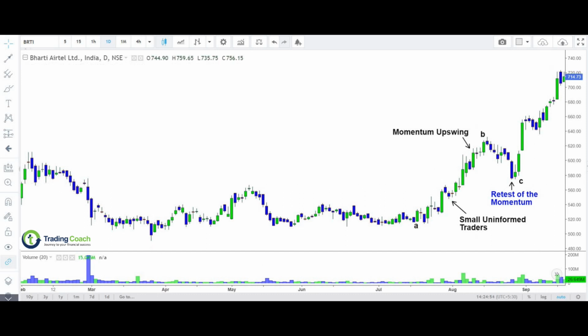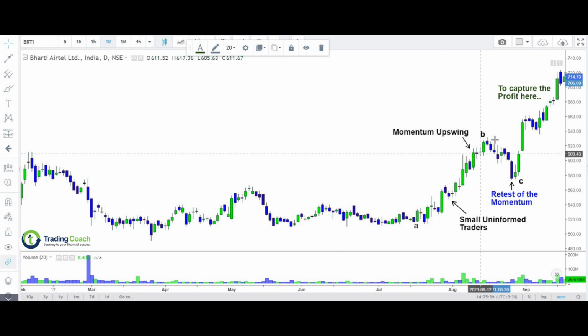So what you can do is wait for the retest of the momentum, and once the momentum gets retested, you can quickly get in and capture the next upswing that continues from this particular spot. Right now we have seen a bullish example of a momentum upswing. Now we can look at a bearish example of a momentum downswing. Let us see how we can take a short position based on this type of setup.